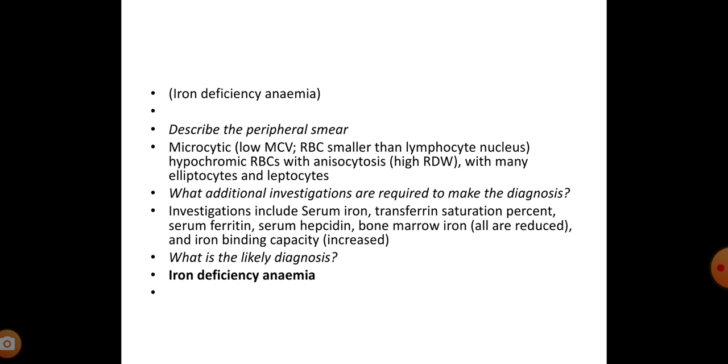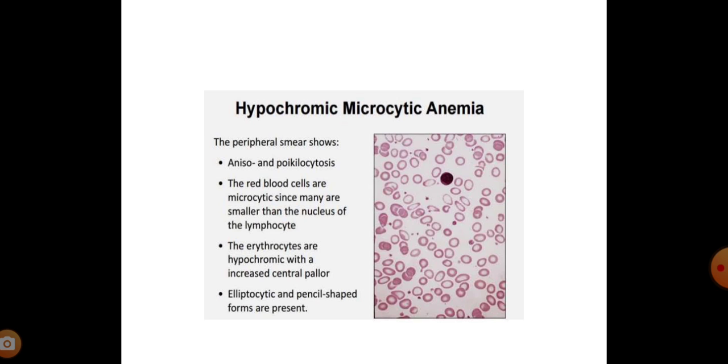So when there is a variation in the sizes and the shapes of the RBCs, the RDW is increased, with many elliptocytes and leptocytes. So these are the variations in the shapes, elliptocytes and leptocytes. The variation in the shape you call as poikilocytosis. So there is anisopoikilocytosis. So what are the additional investigations you do? You do the serum iron studies and the bone marrow studies. So the likely diagnosis will be iron deficiency anemia.